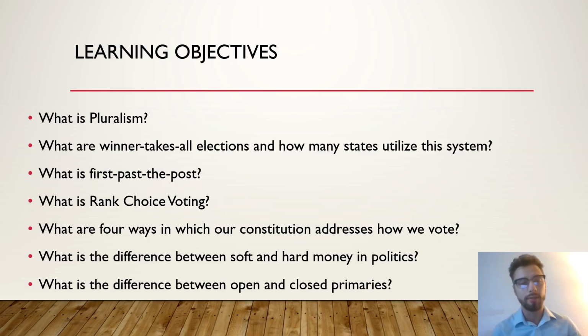Today's learning objectives consist of some analyses of various electoral processes and how you have to maintain an electoral system in a pluralist society in order to maintain that definition truly. We're going to understand these definitions. We're going to look at how our Constitution guides the electoral process, how we've amended our Constitution regarding the electoral process, a look at hard and soft money in politics, and an examination of what it means to have open and closed primaries and what system we have in Montana.